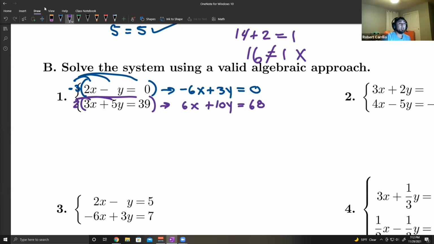Okay. So what we have done is manipulated both equations in order to get rid of a variable. And we chose 6 because that is the least common multiple between 2 and 3. Okay. So now, with our system of equations, we will now add these two together. And when I add the equations together, what's going to happen to your 6x's?